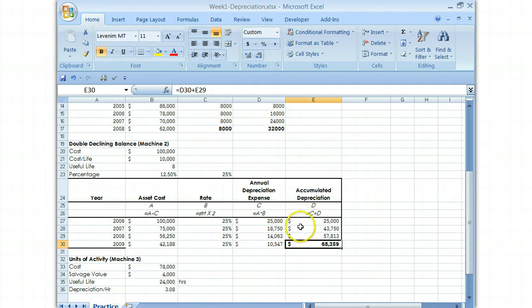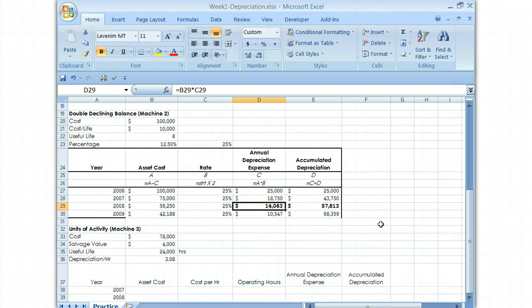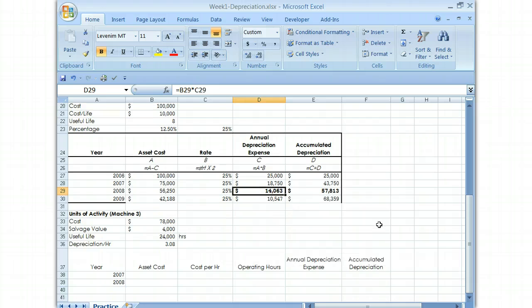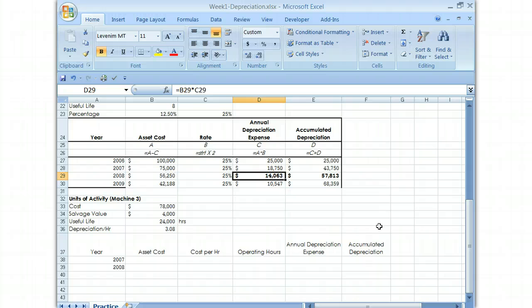And our accumulated depreciation in 2008 was 57,813, and our depreciation in year 8 was $14,063. Our final method is the units of activity method, and the units of activity method is concerned with the number of units a machine can produce, or maybe the number of miles a car can drive, but it's going to calculate depreciation not by the years something is going to last, but by how much it will produce or how long it will be driven or something along those lines.